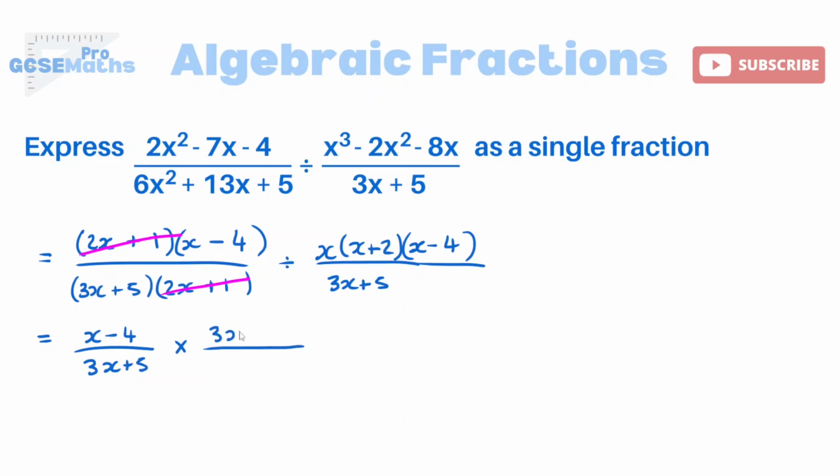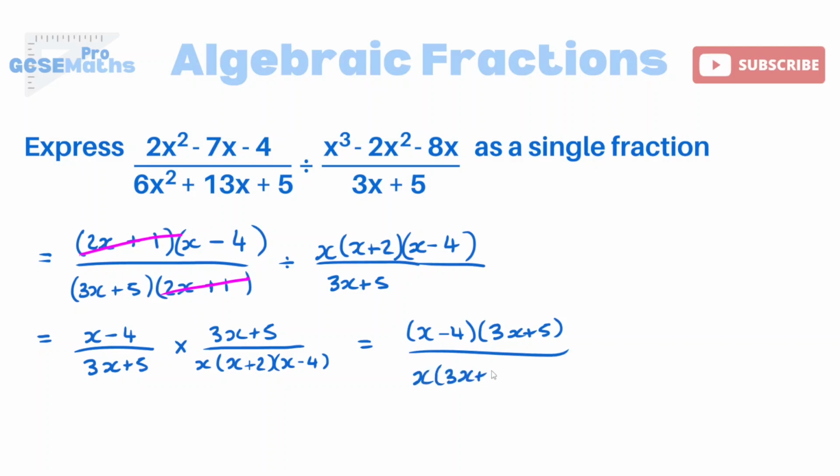We get 3x plus 5 at the top now, and x, brackets x plus 2, x minus 4 on the bottom. And multiplying straight across, again, don't expand anything, just leave it all in brackets. So the numerator will be x minus 4, brackets 3x plus 5, over, just leave that x at the front there, 3x plus 5 in a bracket, x plus 2 still in a bracket, and the other x minus 4 still in a bracket. Okay, can I cancel out any of the other brackets now?